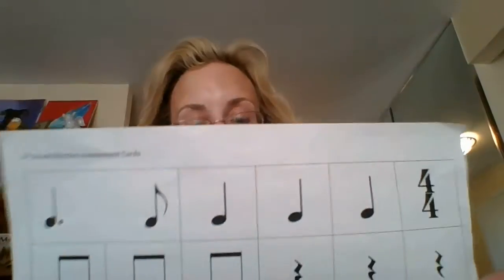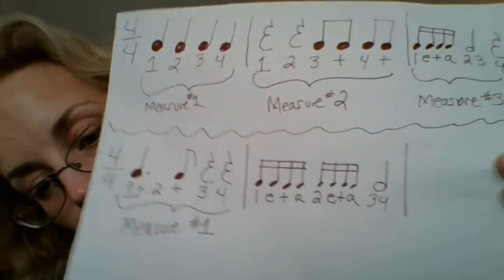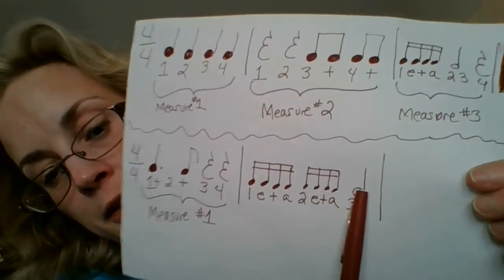Great job. And why don't we use the half note at the end? And that would be 3 and 4, and we would have another bar line. And let me show you what it would look like. 1 E and a 2 E and a 3, 4. So this is how you would clap this. 1 and 2 and 3, 4. 1 E and a 2 E and a 3, 4. Let me do that again for you.